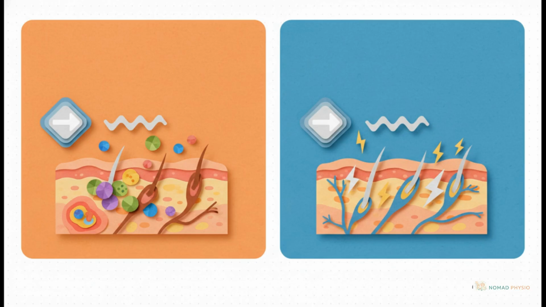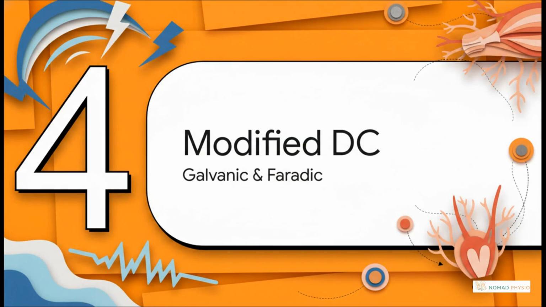AC is bidirectional, resulting in minimal polar effects, making its primary mechanism excitatory. Getting this distinction clear is absolutely critical for all of your clinical decision-making. Right, so building on those fundamentals, we'll now look at how direct current is modified for specific therapeutic applications.